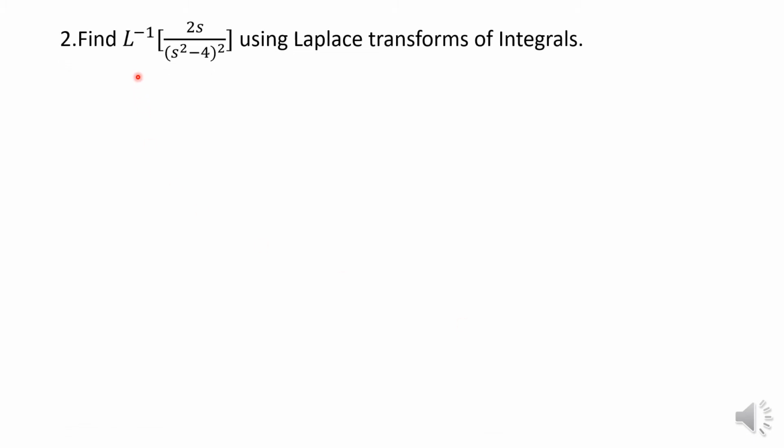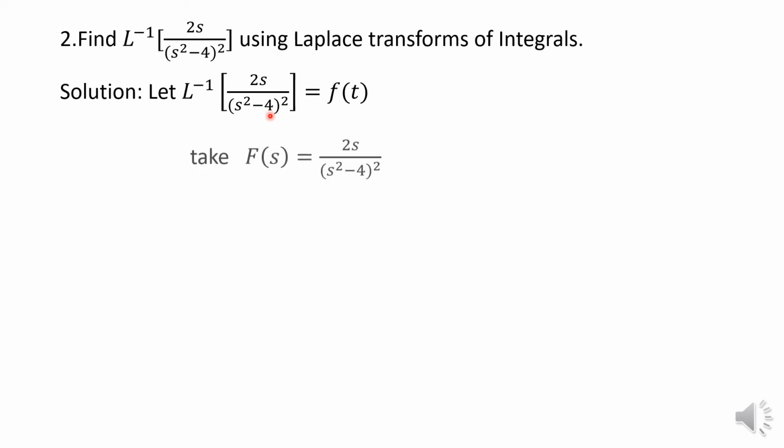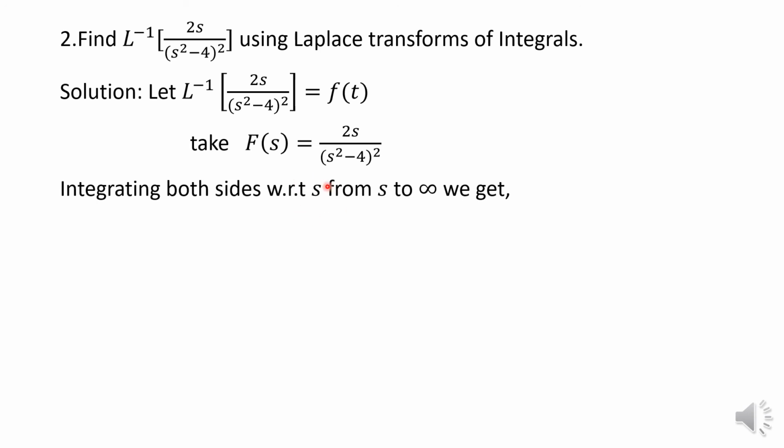Second problem, find L inverse of 2s by s square minus 4 whole square using Laplace transforms of integrals. The method of solving this problem is the same as that of the first problem. So you take L inverse of this function as some f of t and 2s by s square minus 4 whole square as capital F of s. Now you integrate both the sides with respect to s between s to infinity. So we get integral s to infinity 2s by s square minus 4 whole square ds.